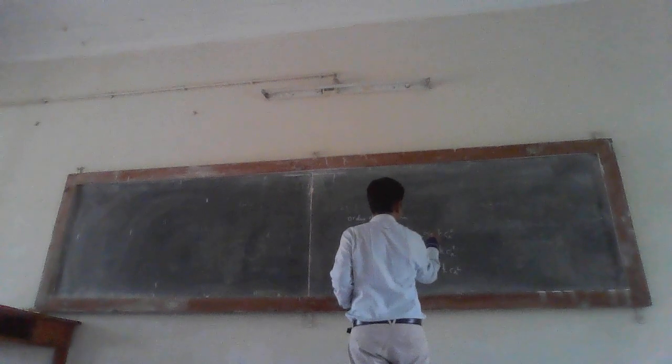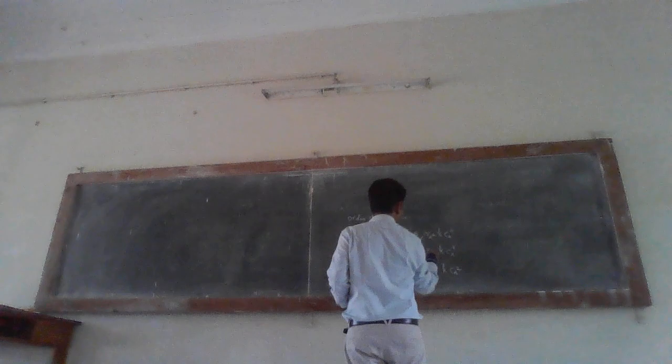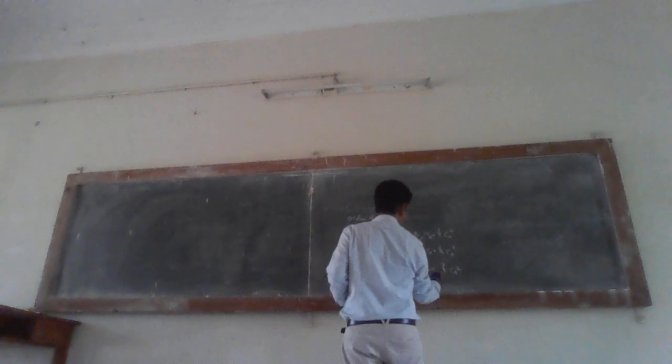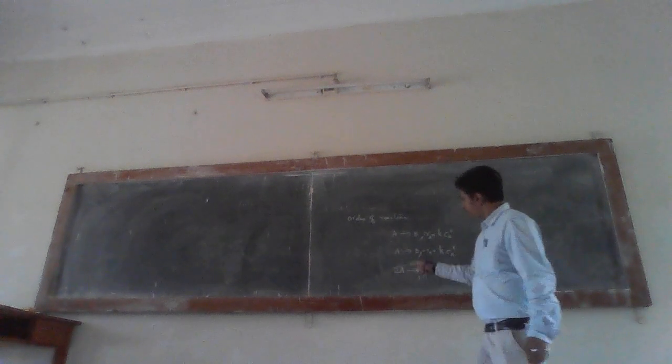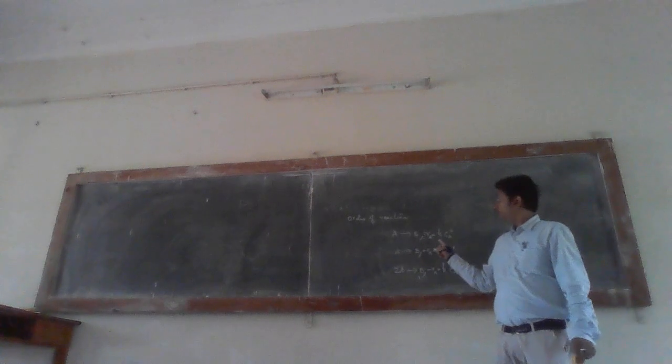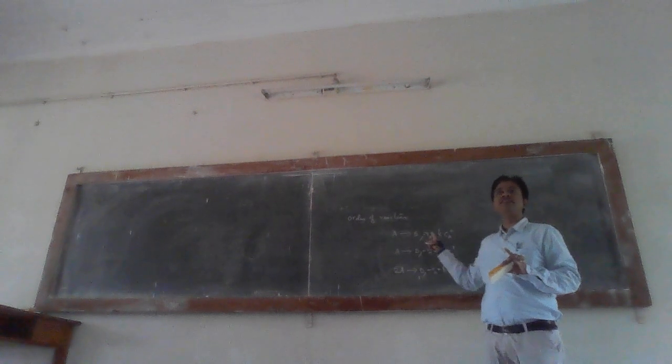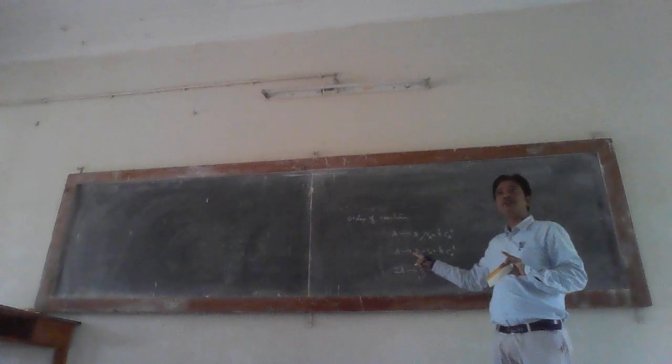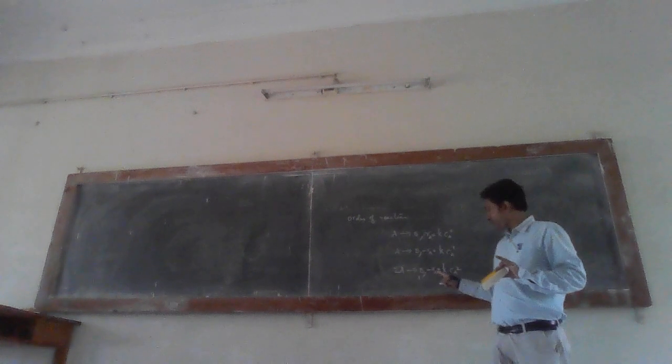Let us say there are 3 reactions, and 3 rate expressions have been given. For the first reaction, the rate expression is given as k into C power 0. For the next, it is written as minus r is equal to k into C to the 1. For the third, minus r is equal to k into C square.